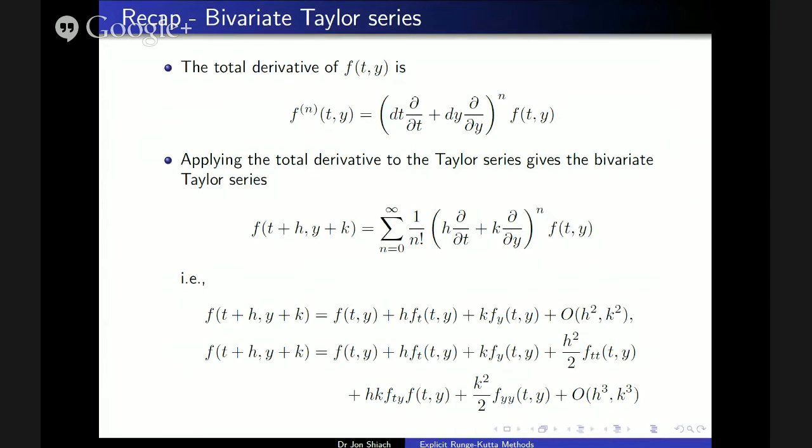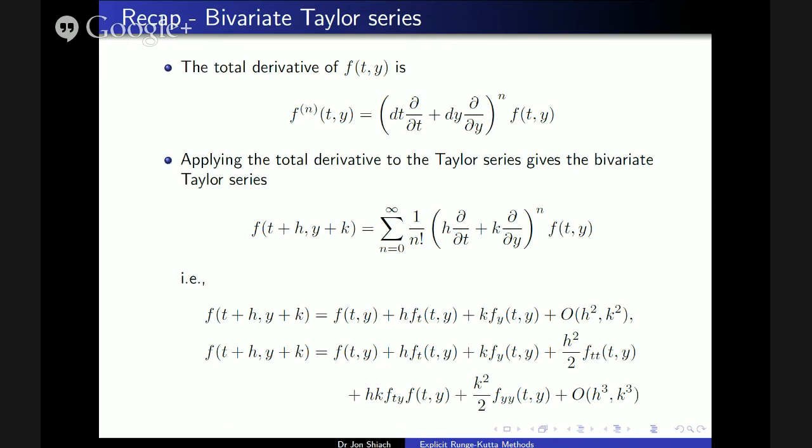Using that, we can derive a bivariate, a 2 variable Taylor series. Quite similar to the one variable, we've got 1 over n factorial and this total derivative to the power n, applied to our function f. So for example, if I look at the first order bivariate Taylor series, when n is 0, we've got 1 over 1. Anything to the power 0 is 1, so therefore it's f of t, y. When n is 1, we have 1 over 1, this is to the power 1, so we simply have h times the partial derivative of f with respect to t plus k multiplied by the partial derivative of f with respect to y.